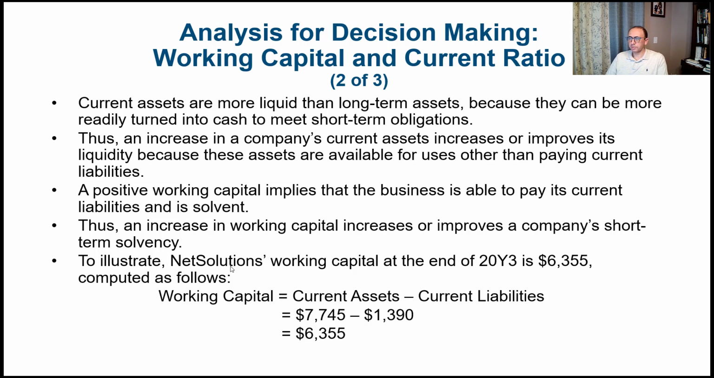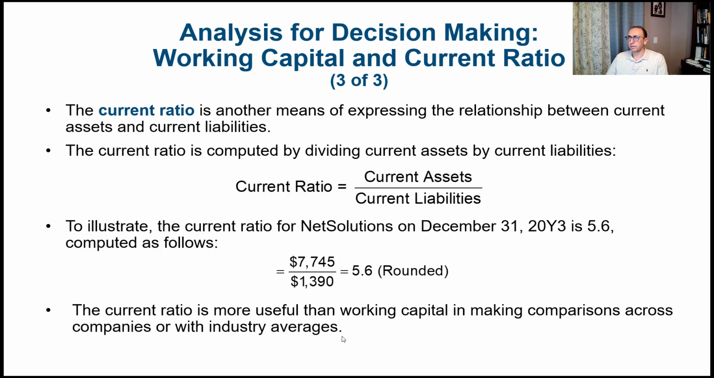For our example, for Net Solutions, you can see that the current assets minus the current liabilities was a positive number, which is really good news for the business. The current ratio is very similar. We use the same measures, current assets and current liabilities, but instead of subtracting them, we actually divide them by each other. So it's another measure or another form of expressing the relationship between current assets and current liabilities.